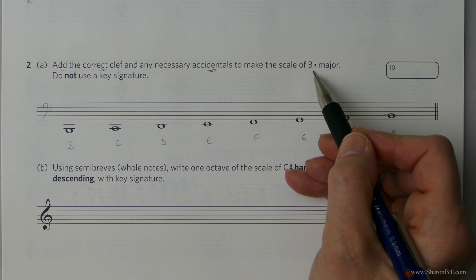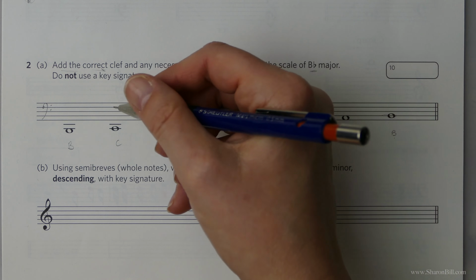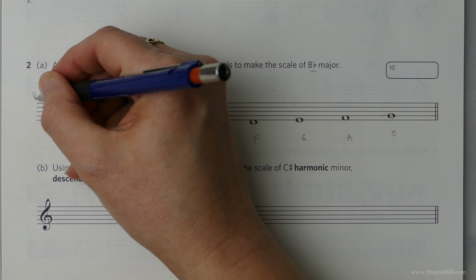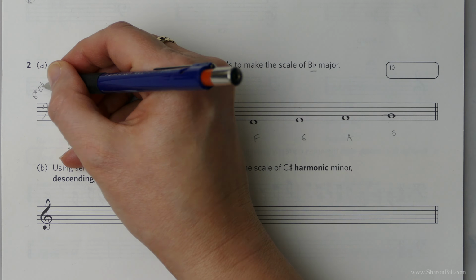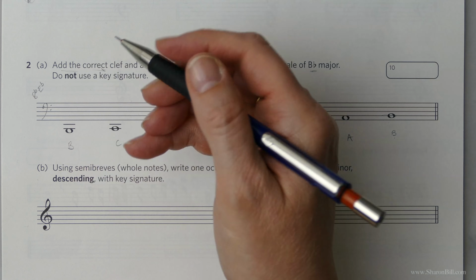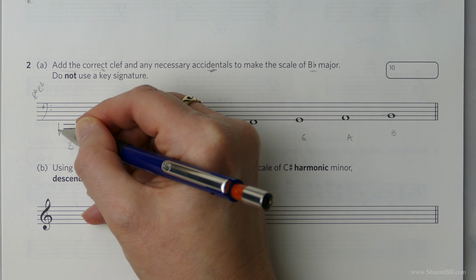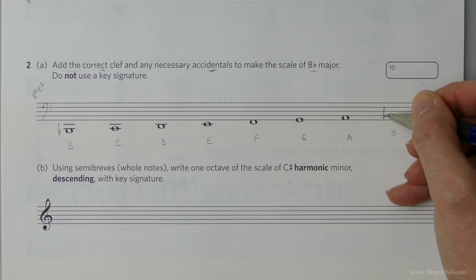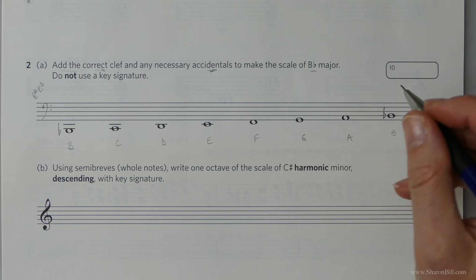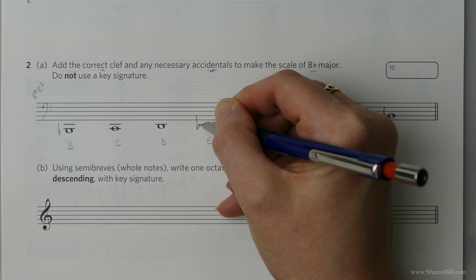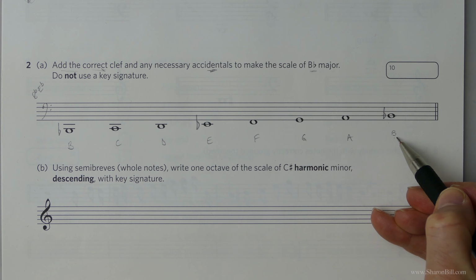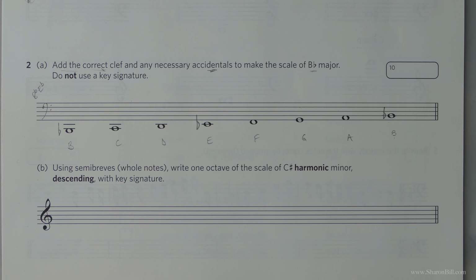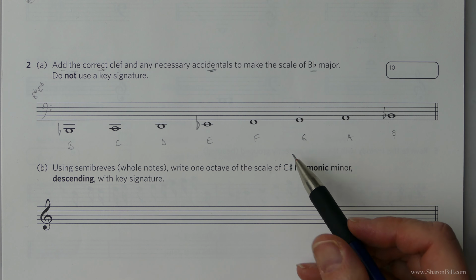So now we need to make it the scale of B flat major. Now B flat major has a key signature of B flats and E flats, so we need to now apply that. So B flats, it begins and ends on B flat, so you need to write that twice. And then the E flat is here. And then you can just rub that out later if you want to when you've finished. So that's that one easily done.